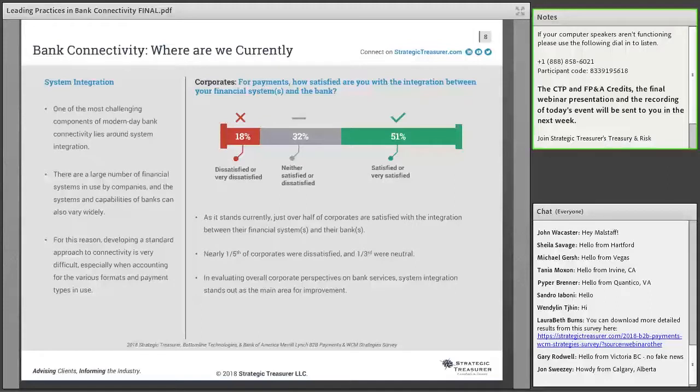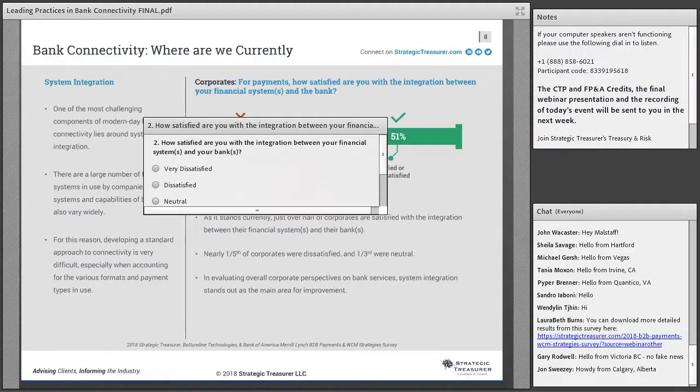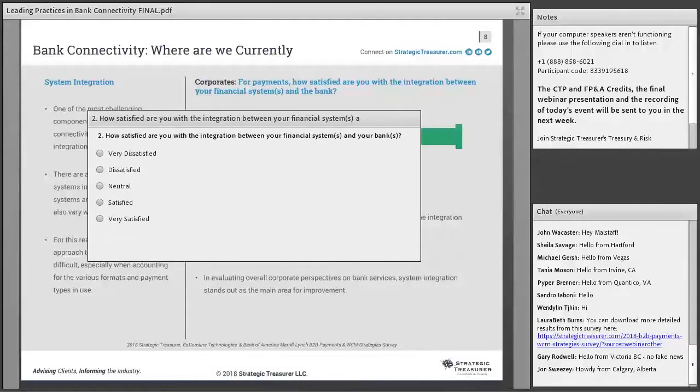So excellent, Isaac. So this brings us to our second polling question, which is a mirror of what we have up here. So we're going to move that polling question to the screen. And it's asking you, how satisfied are you, and this is the people on the call, of course, with the integration between your financial systems and your banks? So where are you on that? Very dissatisfied, dissatisfied, neutral, satisfied, or very satisfied? So it'll be interesting to see how this falls out and if it mirrors the broader survey.